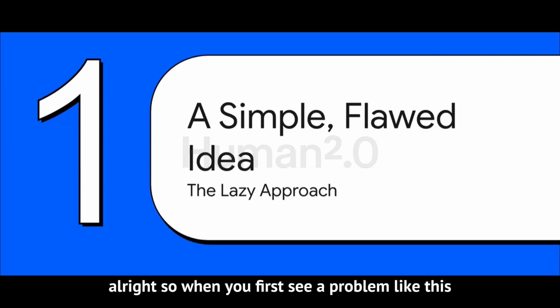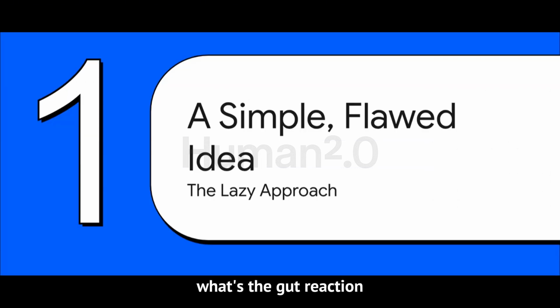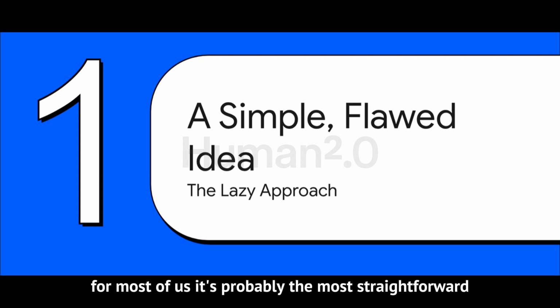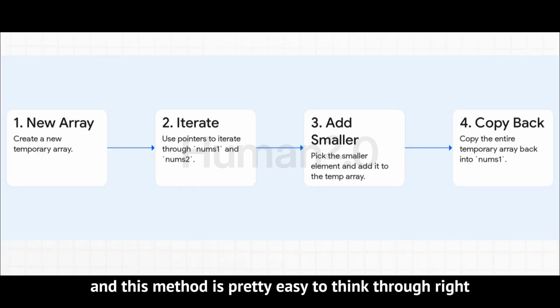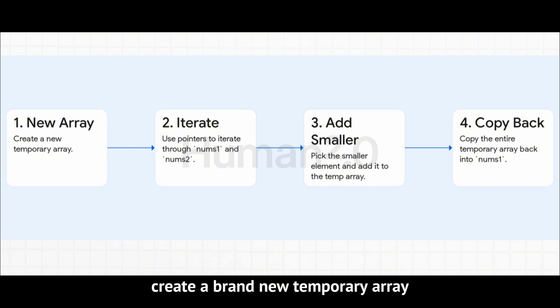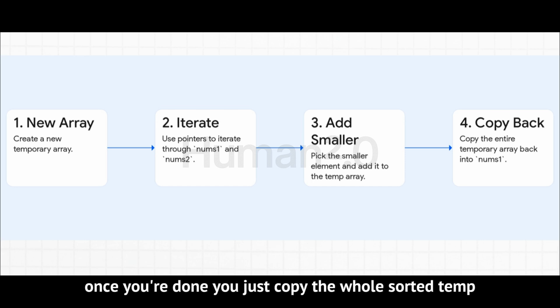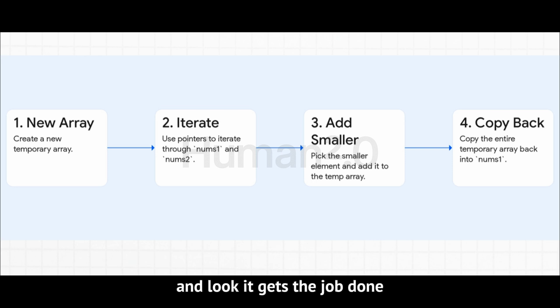All right, so when you first see a problem like this, what's the gut reaction? For most of us, it's probably the most straightforward, maybe even the lazy way. Let's just make our lives easier and use some extra memory. And this method is pretty easy to think through, right? You just create a brand new temporary array, then you'd set up a couple of pointers, one for nums1 and one for nums2. You'd walk through both, picking the smaller element each time and popping it into your new array. Once you're done, you just copy the whole sorted temp array back into nums1. And look, it gets the job done.